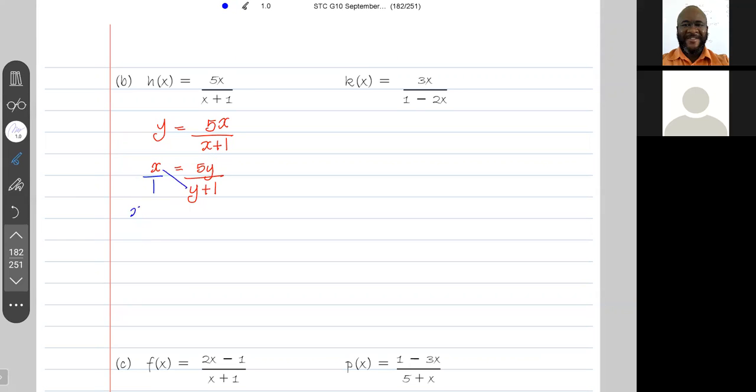So I have x multiplied by y plus 1. Y plus 1 is a sum, and whenever you're multiplying a sum, you always put it in brackets. Now multiply, and this is equal to 1 times 5y, which is 5y. Remember, I'm at step 3, where the objective is to make y the subject again. Next I'm going to remove the brackets by applying distributive law. X times y is xy. X times 1 is x. And this is equal to 5y.